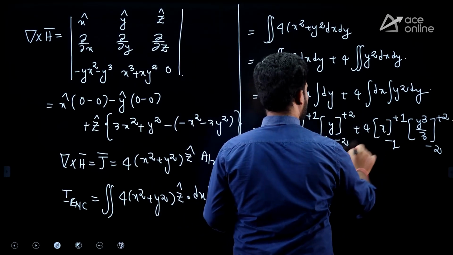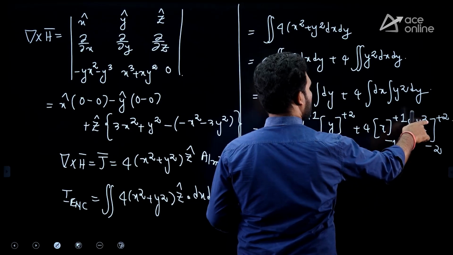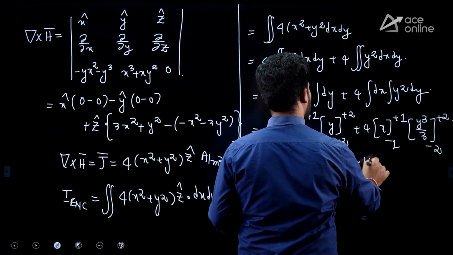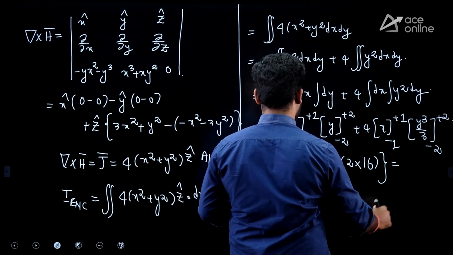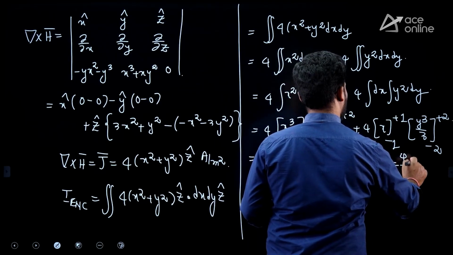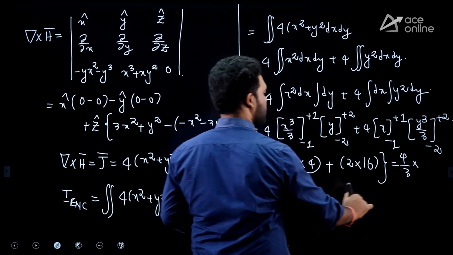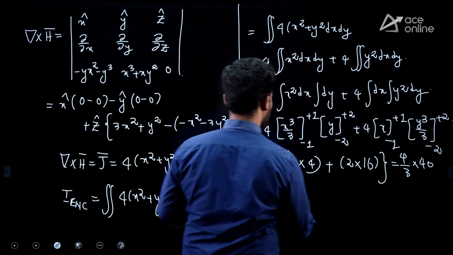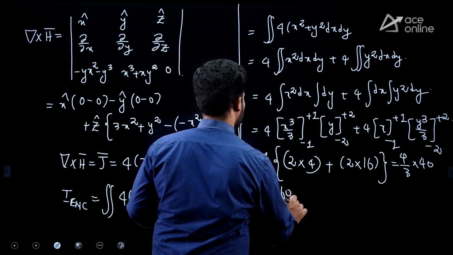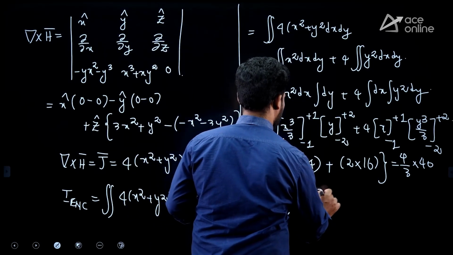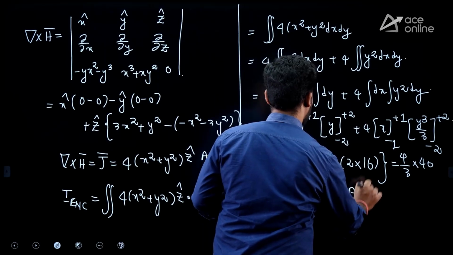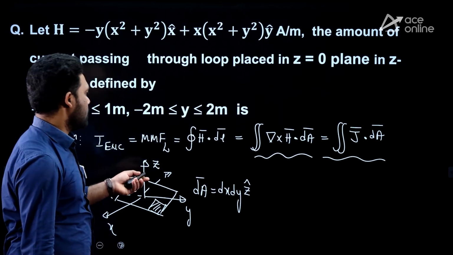Plus this one, 1 minus of minus 1, it is 2. 8 minus of minus 8, it is 16. So it is 4 by 3 into this is 8, that is 32. So it is 40. 160 by 3, which is 53.33 amperes is the answer for this.